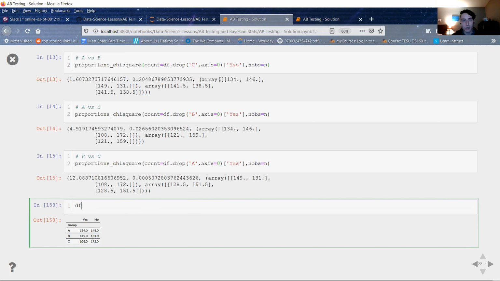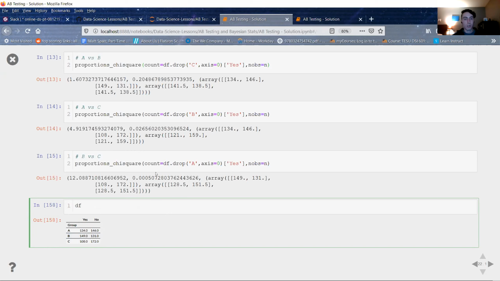And then the other thing that this returns, these arrays here. So if you look on this last one, the 149 and 131, that's basically diagonally here. So the number of yeses for group A, or wait, let's see. No, the 149 is this row because we're comparing B and C. So it's basically this row here, and then the 108 and 172 is what we're comparing it to. And then I believe the second part is the expected values.